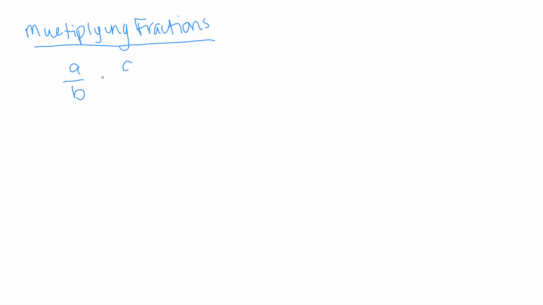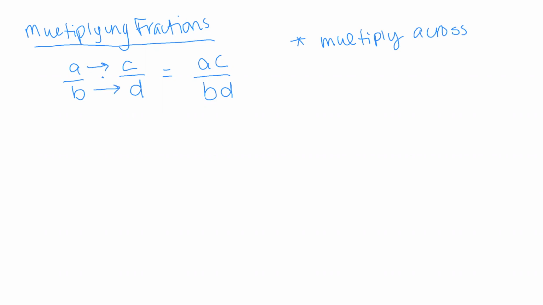Okay, so multiplying fractions. Now, if you were reading in a textbook, they would generally show you something like A over B times C over D equals AC over BD. This is actually completely true, okay? So a lot of times books would say multiply across. And what they mean by that is multiply your numerators, multiply your denominators, and then it would tell you to simplify. This is true.